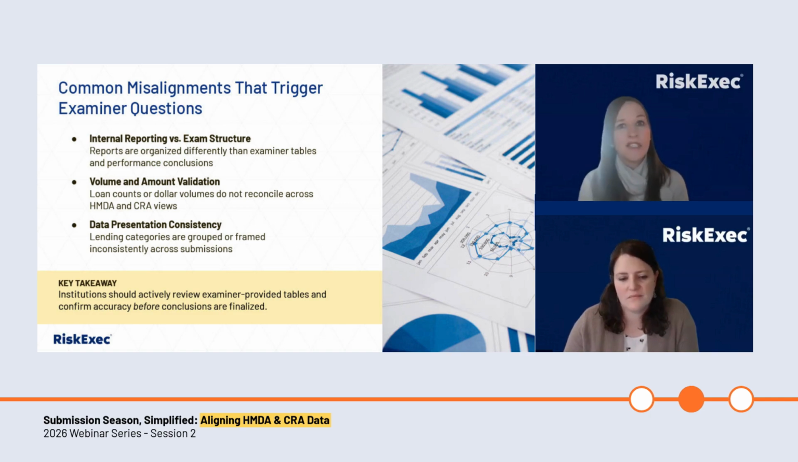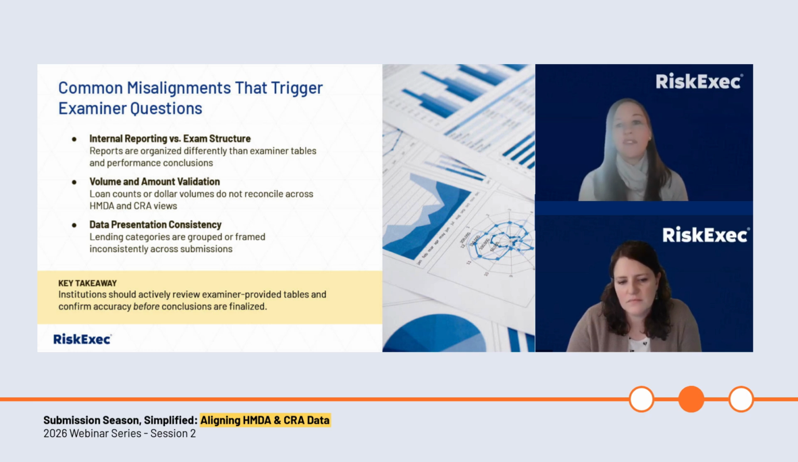We recognize institutions spend a lot of time building internal reports to support monitoring throughout the year. The challenge can be that those reports are not always structured in the same way the CRA performance evaluation is structured. We know examiner tables are organized very specifically, and of course the conclusions are based on those tables, but when internal reports are organized differently, whether it's different groupings, the data is rolled up differently, or even different emphasis, it can create some questions during the exam.